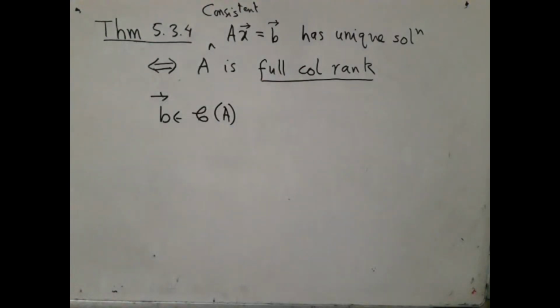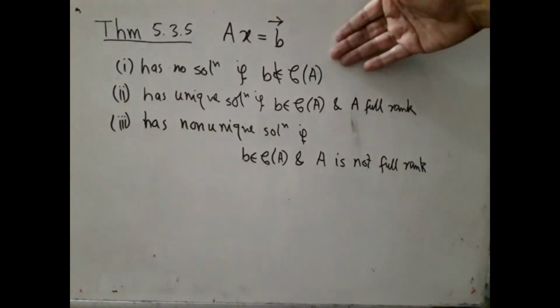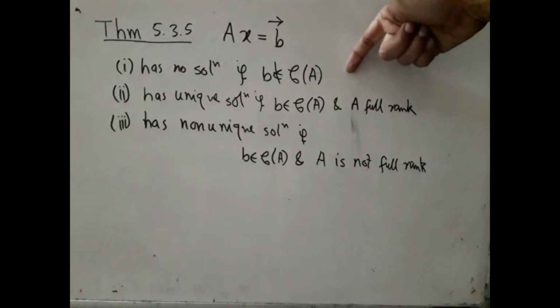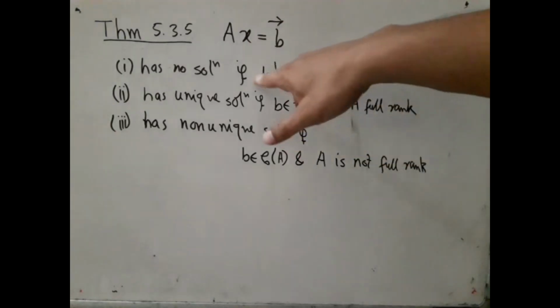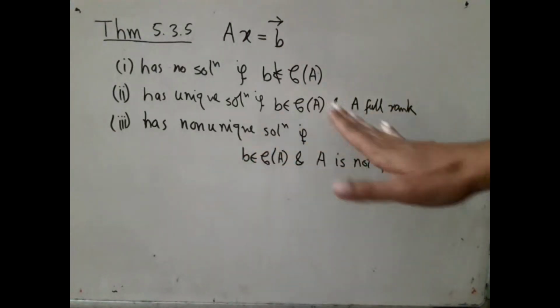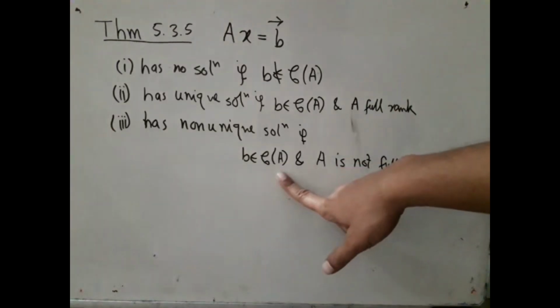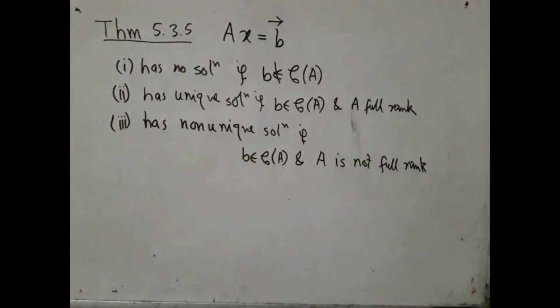That's it. I have taken the liberty of recasting the next theorem in a more obvious and intelligible way, and then I will discuss their way of writing it. So I have a system Ax equal to b. I am merely summarizing whatever we have already seen. It has no solution if b does not belong to the column space of A. It has a unique solution if b belongs to the column space of A and A is full column rank. It has a non-unique solution, that is at least two distinct solutions, if b is in the column space of A and A is not full column rank.